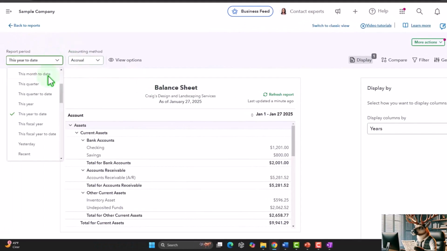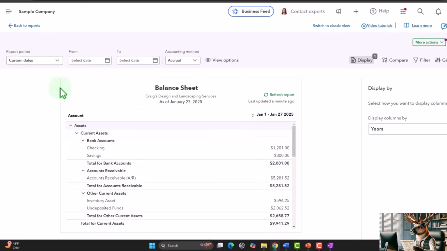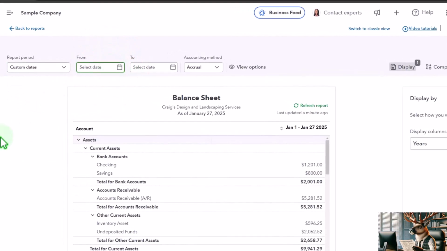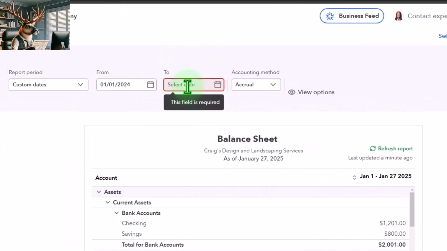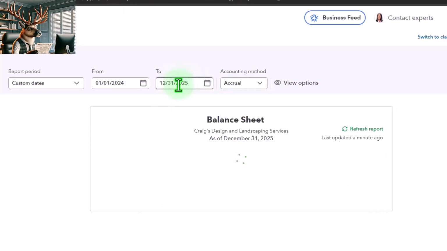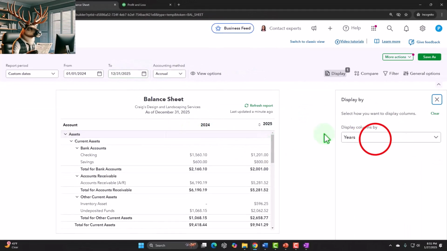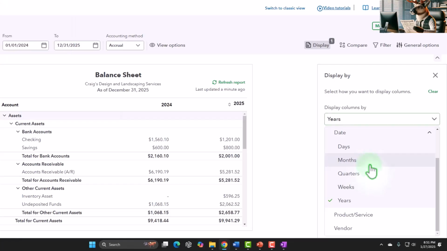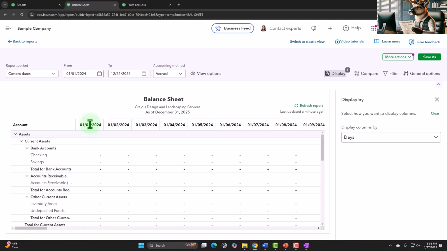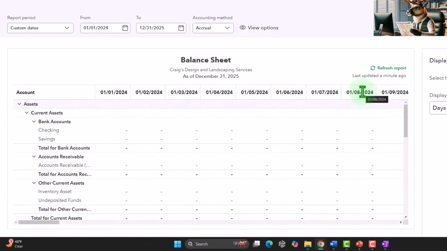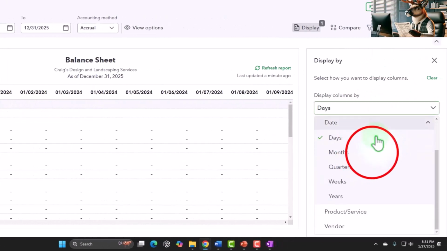Let's go back to the custom. Let's go up top to the custom date so we can mirror the similar type of thing, 01/01/24, and then we went to 12/31/25. And so here's the 2 years. And then, if I wanted to see it in days, that of course is not typically what we do, because that's going to be a very long report as it puts the days atop the top column.